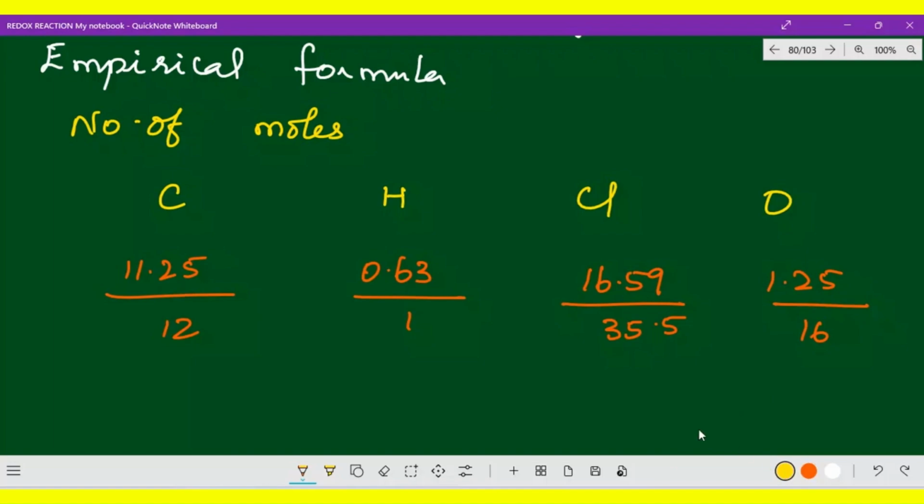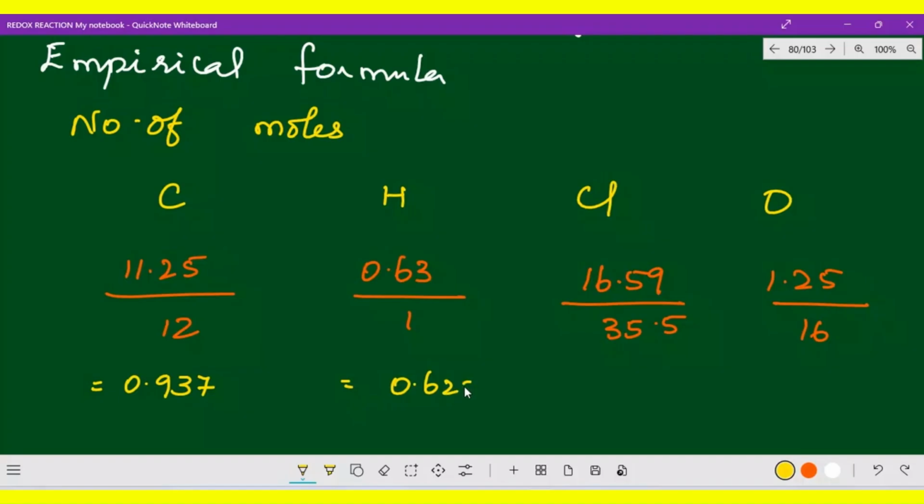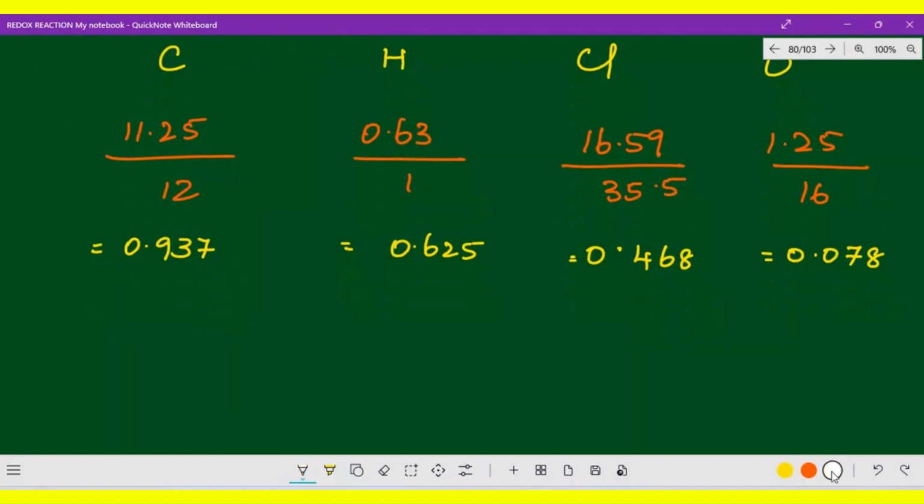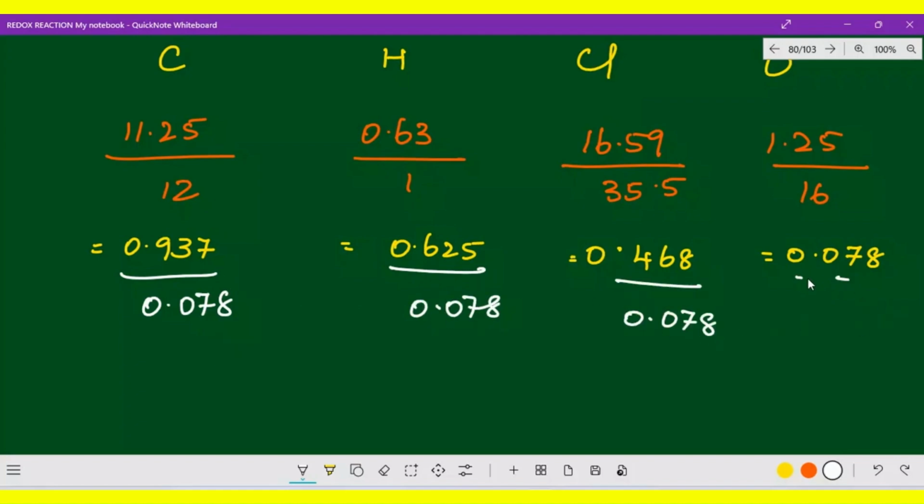Now you can identify the moles here. You'll be getting 0.937, and here you will get 0.625, and here 0.468, and finally you will be getting 0.078. Now you have to identify the simplest whole number ratio so that we can identify the empirical formula. Divide by the smallest, 0.078. Here also 0.078 divided by 0.078, of course, you will be getting one only.